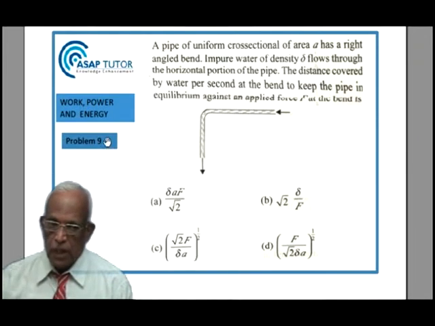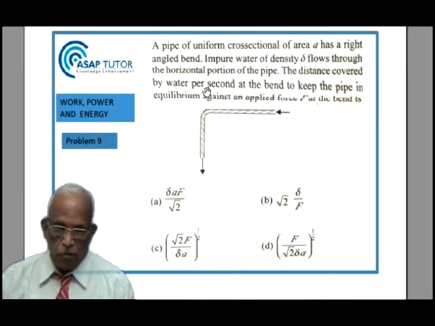Okay, this is problem number 9. A pipe of uniform cross-sectional area A has a right-angled bend as shown here. Impure water of density delta flows through the horizontal portion of the pipe. The velocity of water at the bend to keep the pipe in equilibrium against an applied force F at the bend is what is required.